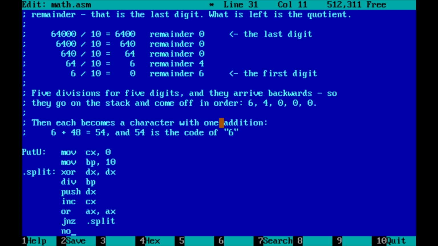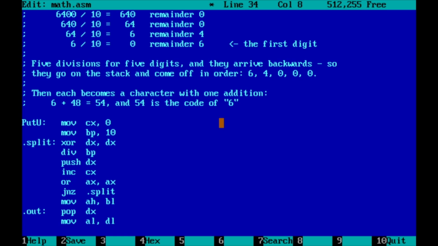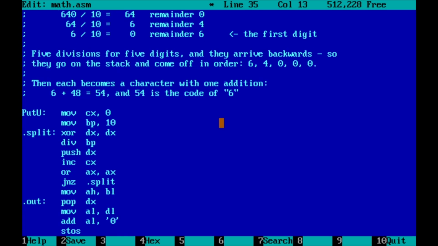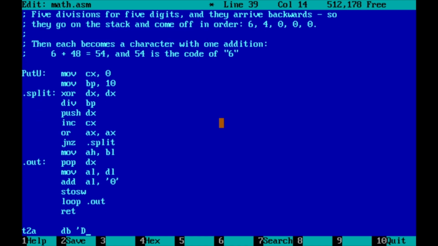Add 48. 48 is the code of the digit 0. And whoever laid out ASCII put the 10 digits in a row on purpose, so digit plus 0 lands exactly on the right character every time. And the words this next frame needs, plus 3 numbers to keep count with.